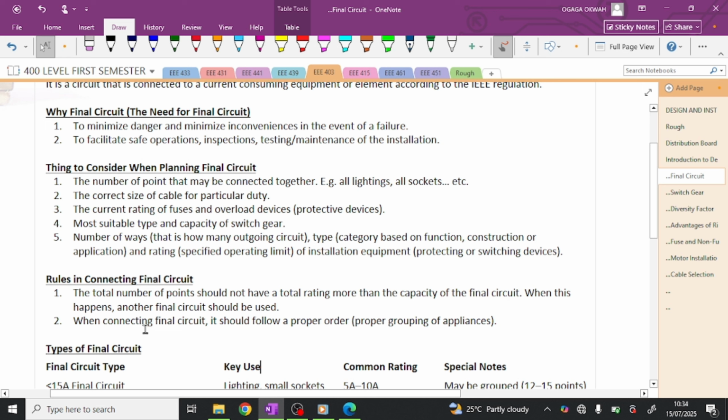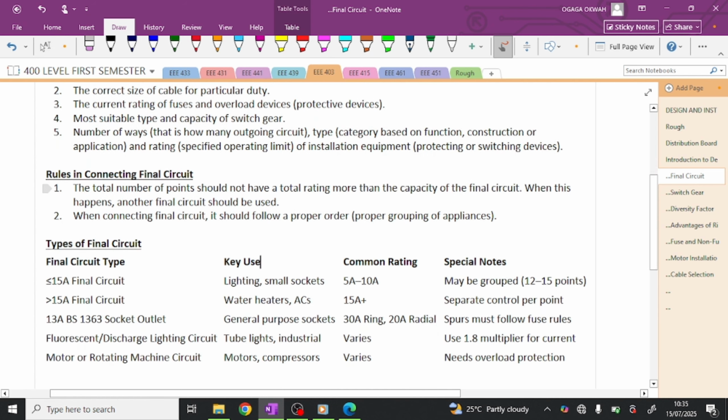For the second rule, when connecting final circuits, it should follow a proper order. This is almost like what we've said before. All sockets should be connected together, all lights together, and for AC, connected alone. Just that proper order of connection. Don't just mix everything, so that when something trips off due to a fault, just that line trips off, and everything connected to that line. Proper order.